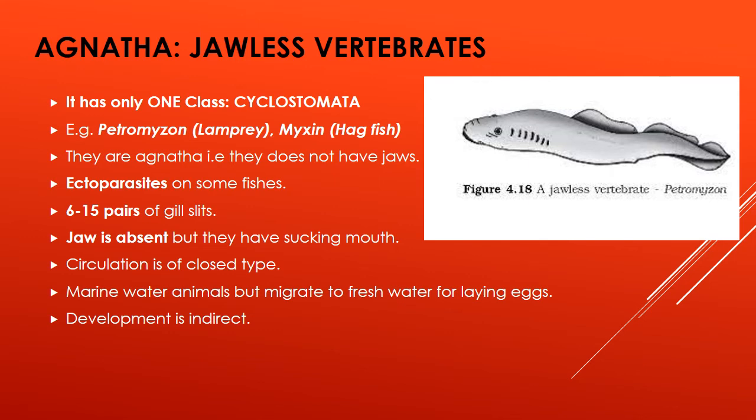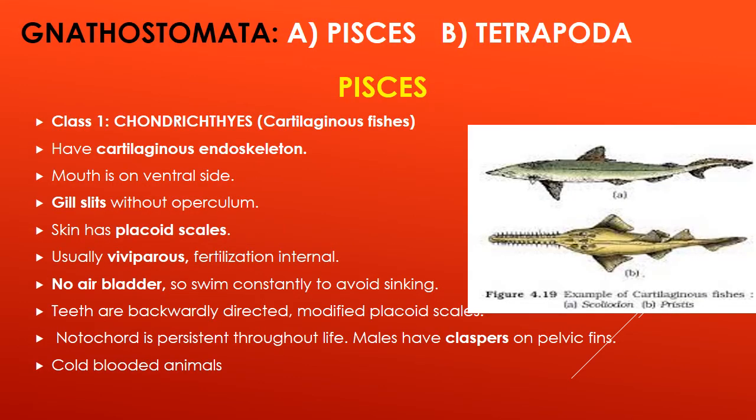Vertebrates are higher organisms. They are marine water animals but migrate to fresh water for laying eggs. This is very important. I told you in one of my classes about anadromous migration and catadromous migration. That's not required for NEET now. Development is indirect. That means even though they are vertebrates, they exhibit a larval stage. That was Cyclostomata.